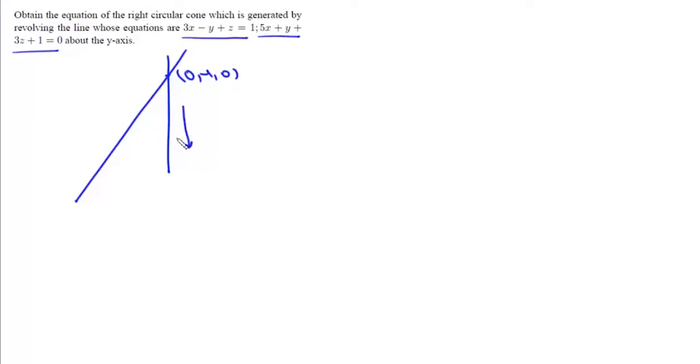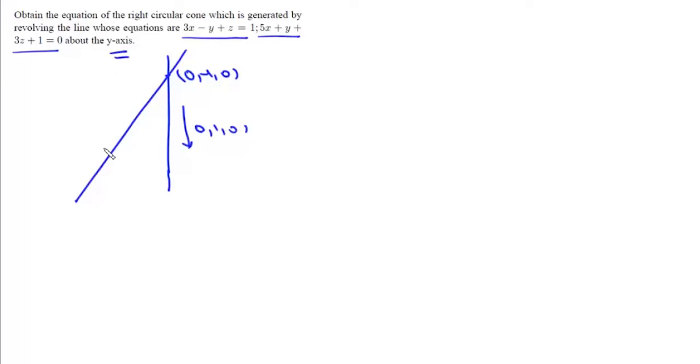Now the question is, obtain the equation of the right circular cone which is generated by revolving the line whose equations are 3x minus y plus z equals 0 and 5x plus y plus 3z plus 1 equals 0 about the y-axis. So we are talking about this y-axis. Now on the y-axis, x and z are 0. If we put x and z at 0, we'll get y as minus 1. So the vertex of this cone will be (0, minus 1, 0), and the axis of this cone will be along the y-axis. So direction ratios are 0, 1 and 0.